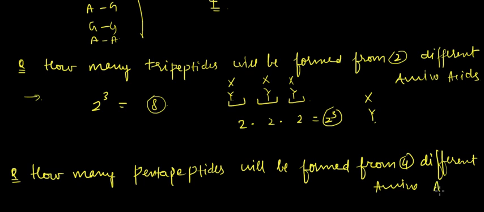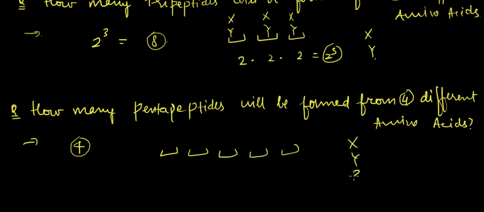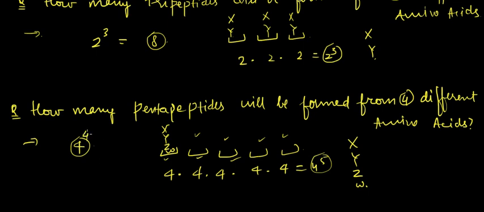So now we have 4 different amino acids, and a pentapeptide has 1, 2, 3, 4 and 5 positions. So 5 amino acids we have to link, and we have 4 different amino acids X, Y, Z and W. At this place we can have any of the 4. Similarly for all the 5 places. So it is 4 multiplied by 4, multiplied with itself 5 times: first, second, third, fourth and fifth. So the answer would be 4 to the power 5. 4 to the power 5 would be the right answer.